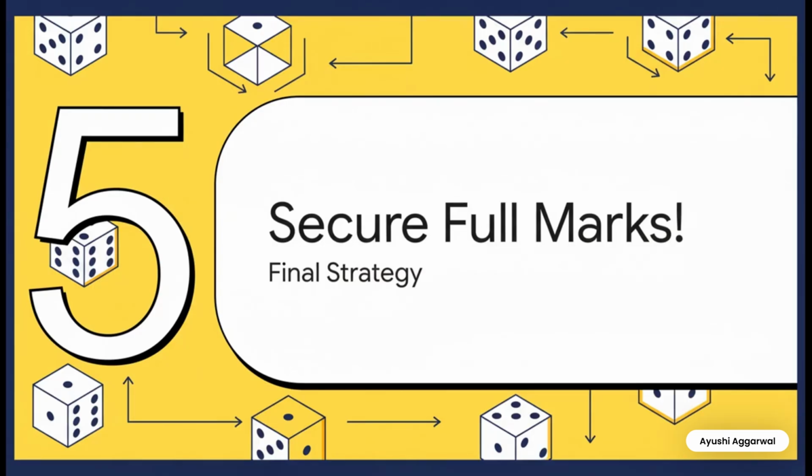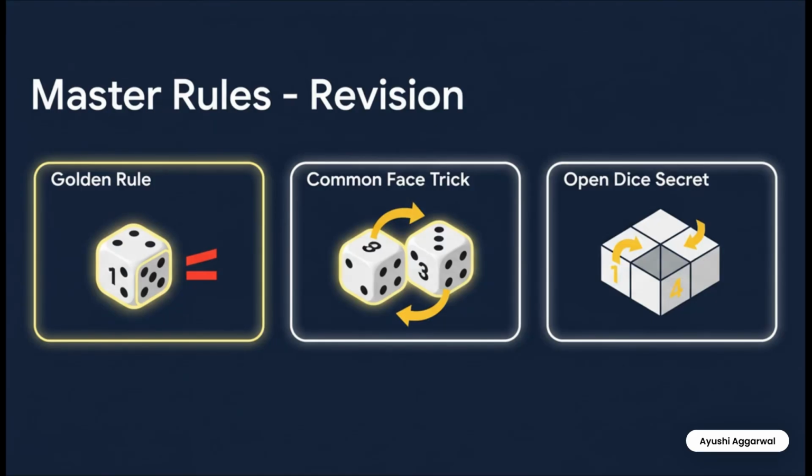And that brings us to our final section. Now it's time to consolidate everything we've learned into a clear strategy, so you don't make any mistakes in the exam hall. So, let's quickly revise your master tools. Number 1, the golden rule. If you can see them together, they are not opposite. This is your elimination tool.